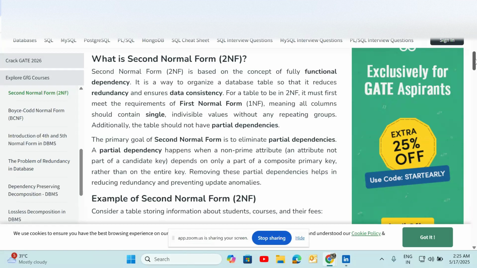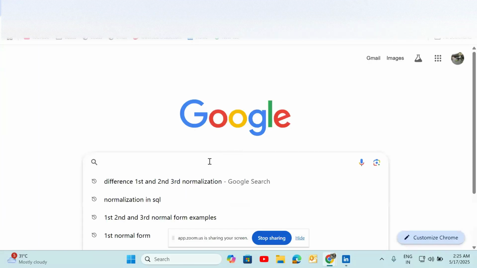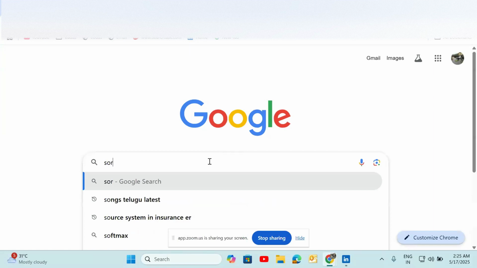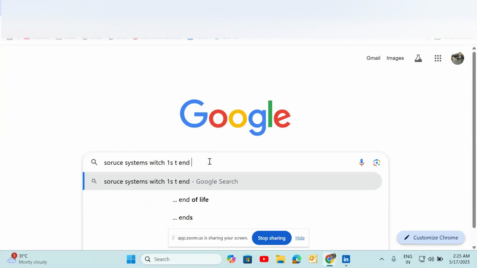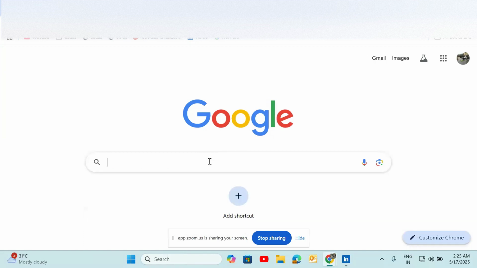There is something called normalization. Generally, we need to identify which forms the source systems have: the first normal form, second normal form, or third normal form. Some tables are in first normal form, some tables in second normal form. I'll cover this anyhow, so for now just keep it in mind.